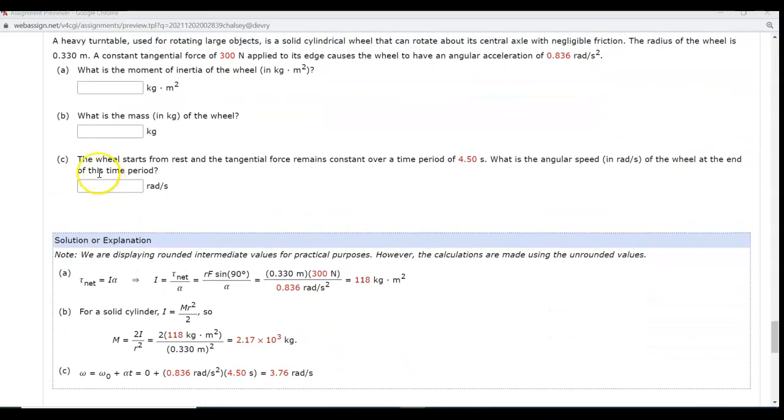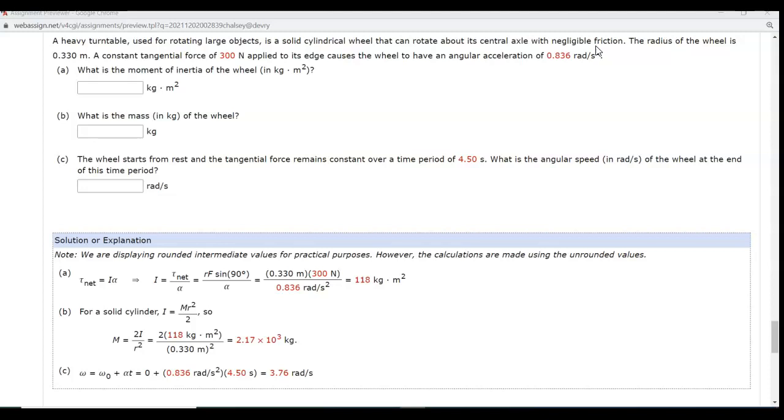In our next one, a heavy turntable used for rotating large objects is a solid cylindrical wheel that can rotate about its central axle with negligible friction. Think of one of those things that move equipment, big heavy arms, robot arm. The radius of the wheel is 0.33 meters.